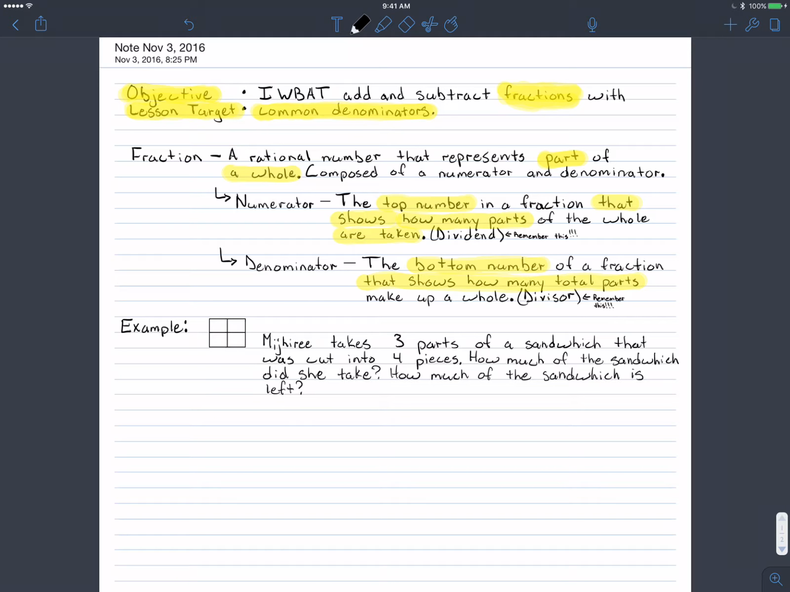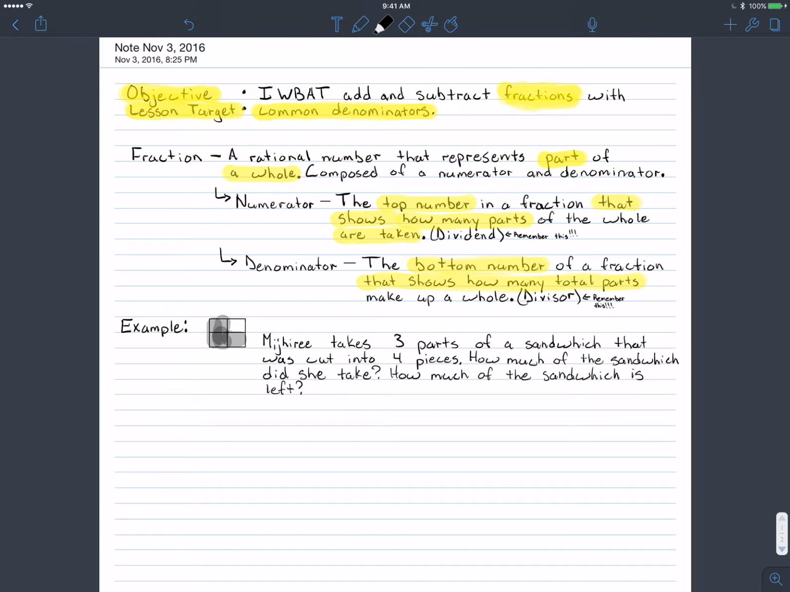Our first example of what a fraction is, let's take this. Majari takes 3 parts of a sandwich that was cut into 4 pieces. How much of the sandwich did she take? All right, that's easy. If you see this square is cut into 4 pieces. This represents the sandwich. So how much did she take? She took all of this and all of this.